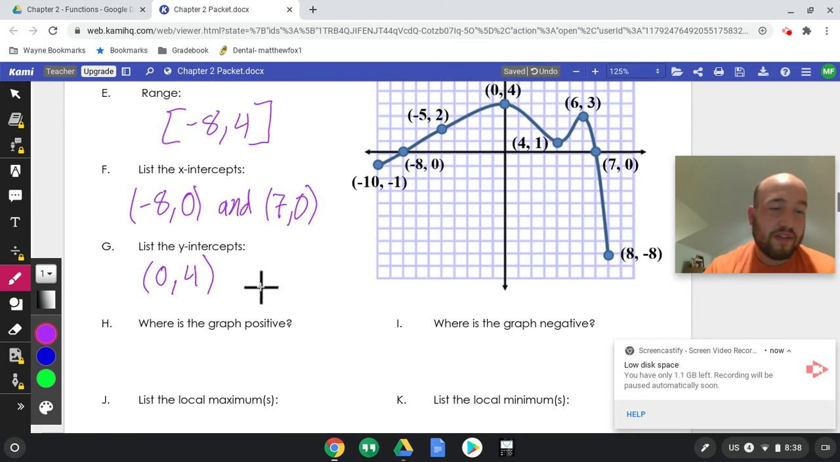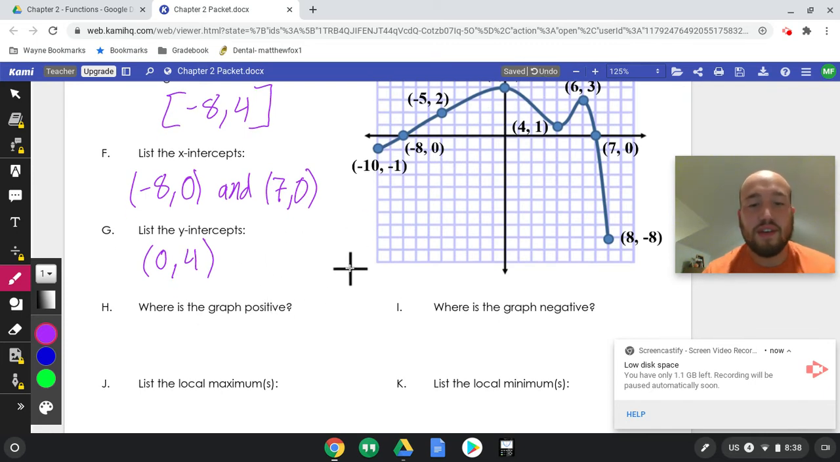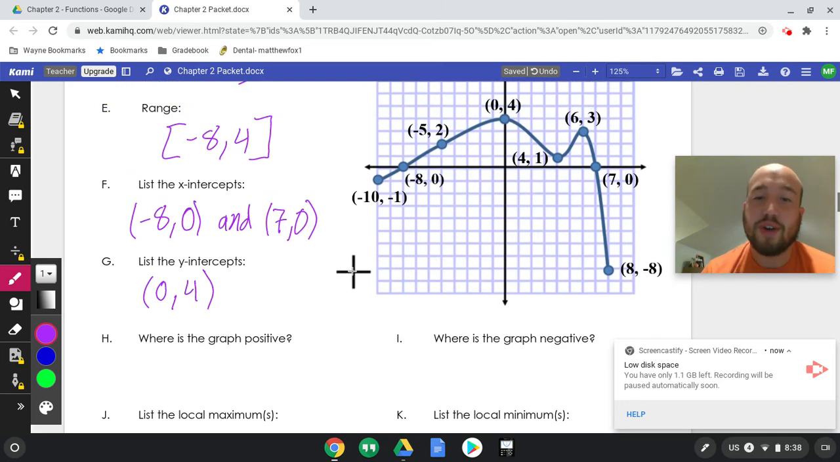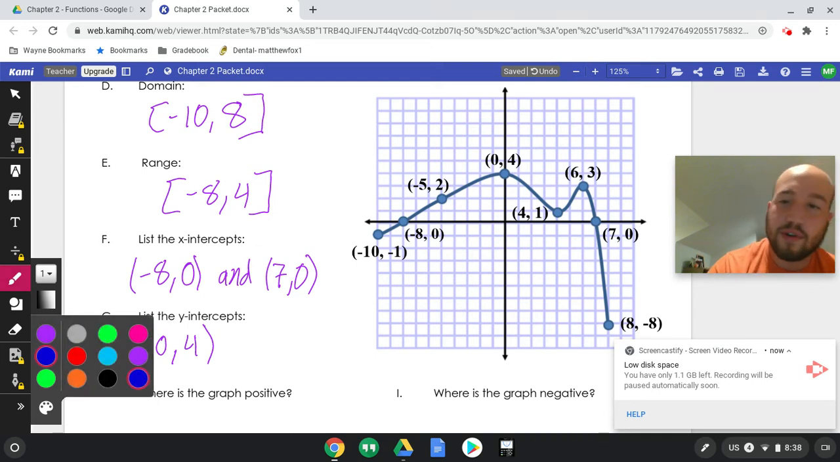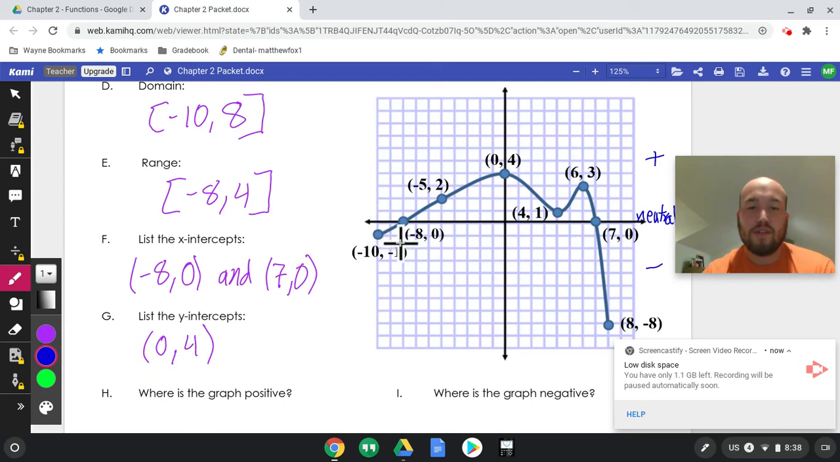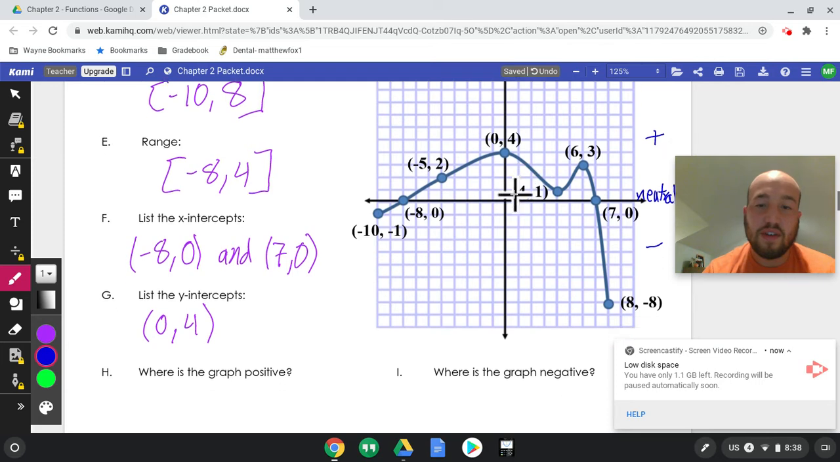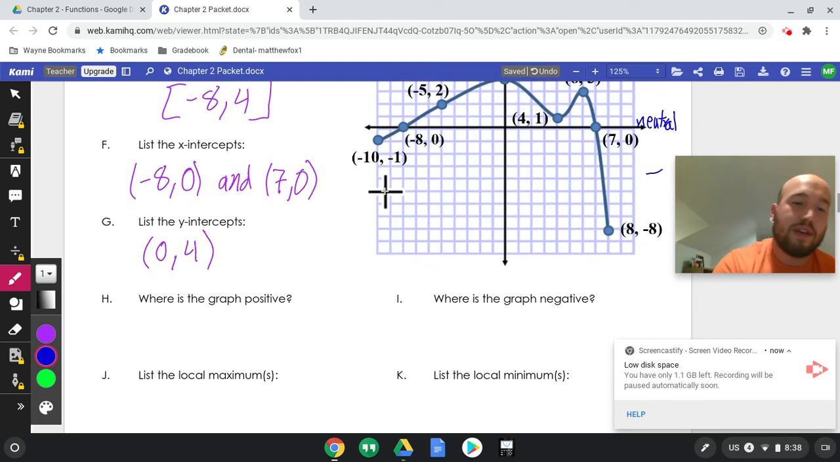Where is the graph positive? So this means where is it increasing? So there's going to be, what am I saying? Increasing is different. Where is the graph positive means where is it above the x-axis? So if we think about it over here, let me put our labels. Positive is everything up here. Negative is everything down there. Think of this line as neutral. Okay, so positive would be anything above that, so from -8 to 7. And both of those are on the neutral line, so they will have parentheses.